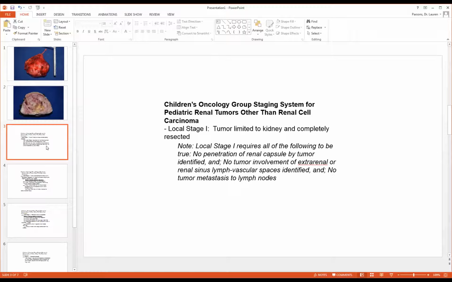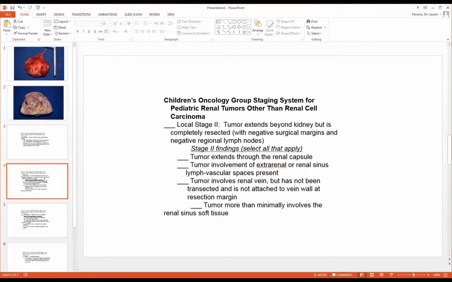So a stage 1 tumor is a tumor that is limited to the kidney and is completely taken out at the time of surgery. Those patients sometimes will get followed, sometimes they will require some therapy, but they're completely resected, and no tumor is left behind, no tumor gets outside of the kidney. For local stage 2, the tumor has now gotten kind of out of the bag, if you will.